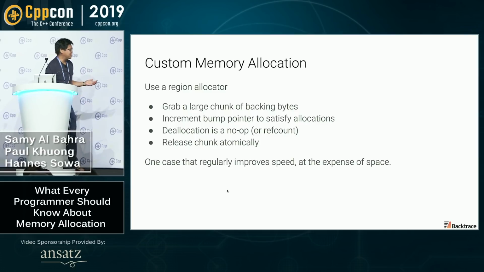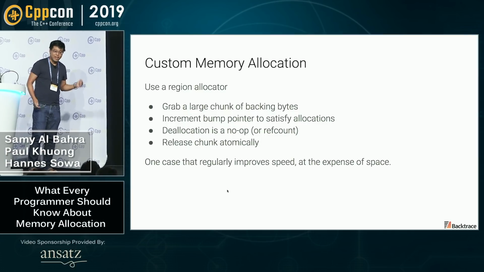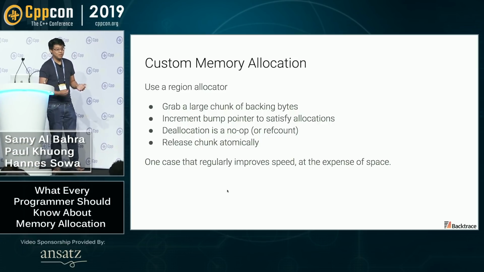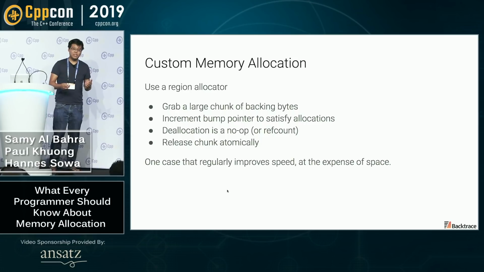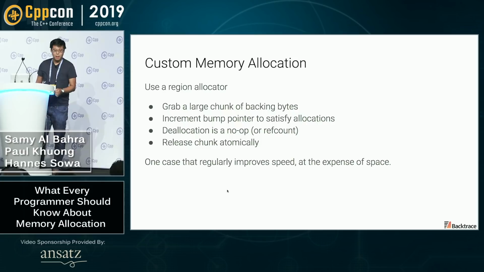All right, so how does a region allocation work? You grab a large chunk of memory, contiguous, and then for every allocation, you just increment a bump pointer, and free is a no-op. Until at the very end, you say, well, everything that was allocated in this region is good to go, and that's when you free your chunks.